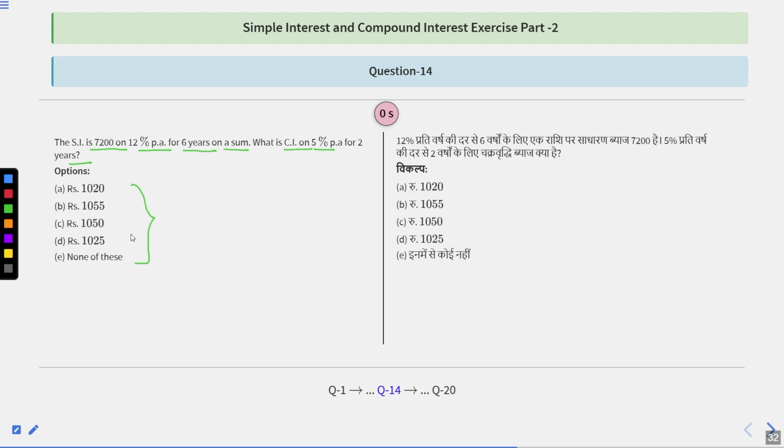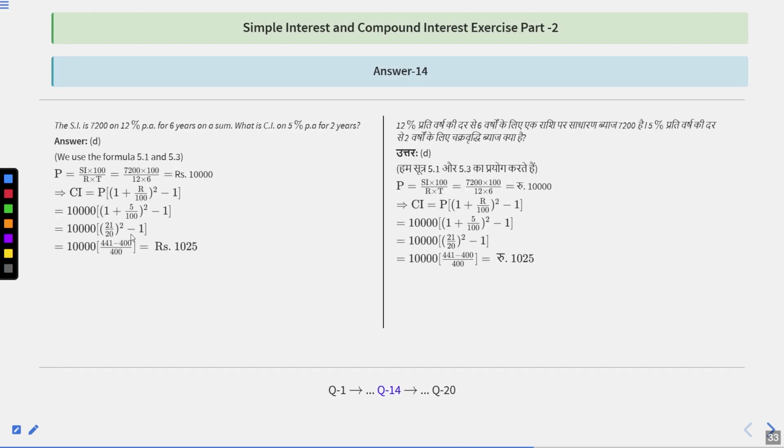Now time's up. Let's see the solution. Again, we need to calculate P. Clear? So we know the simple interest, which is 7,200. Rate of interest is 12%. Time is 6 years. So we use the formula P equals SI multiplied by 100 upon R into T. So 7,200 multiplied by 100 upon 12 into 6, which becomes 10,000 rupees.